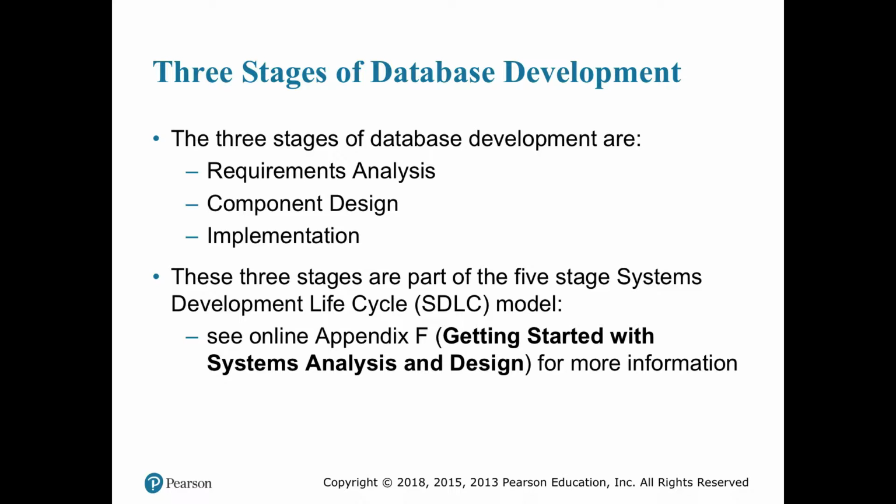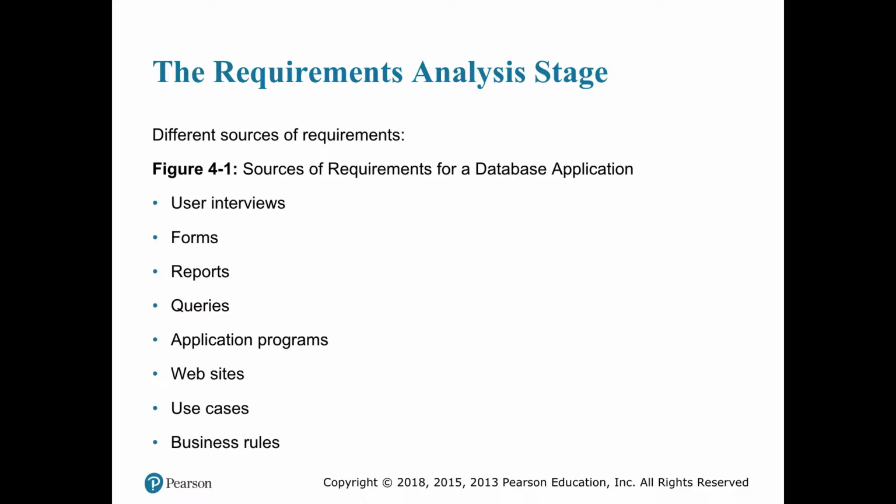These three stages are part of the 5-stage systems development life cycle model. So, getting started with the system analysis. The sources of requirements for a database application are user interviews, so you need to interview and see how this is going to work. There are forms, reports, queries, querying information, getting data, application programs, what programs are running, websites, use cases, and business rules. Business rules are always important because you could have 75, 85. As an example, the last application I was involved with had 3,500 business rules. Imagine that.